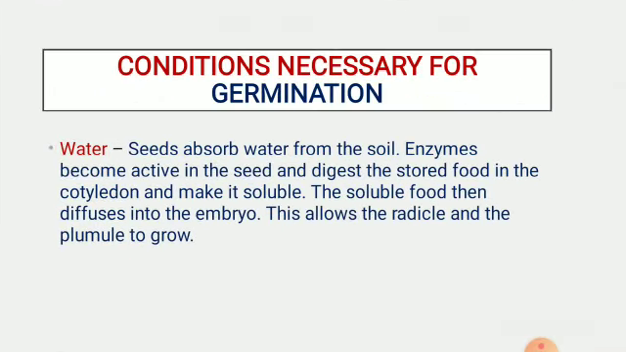Let us learn the conditions necessary for germination in detail. Number 1, water. Dry seeds do not germinate. When the seeds are sown in the soil, they absorb water from the soil. This helps the enzyme to become active in the seed. The enzymes digest the stored food in the cotyledons and make it soluble. The soluble food then diffuses into the embryo. This allows the radicle and the plumule to grow.